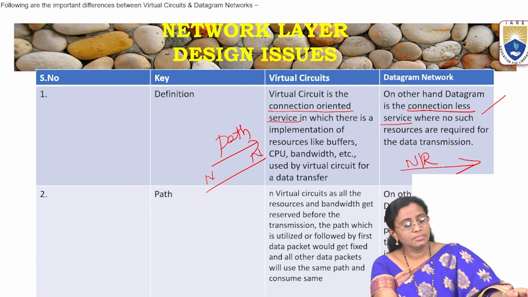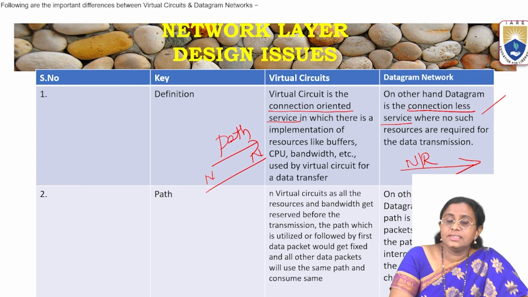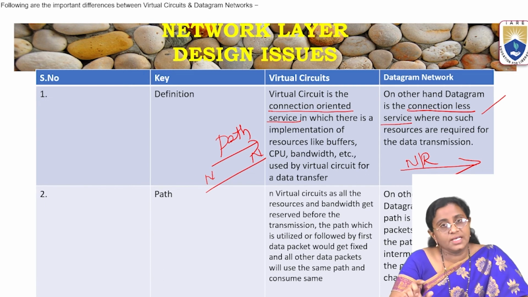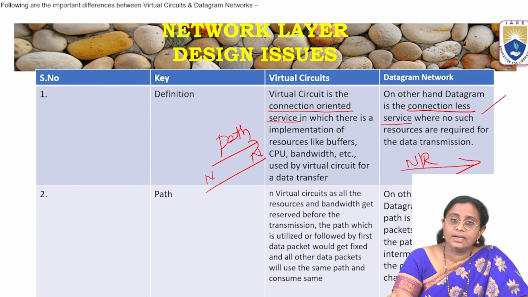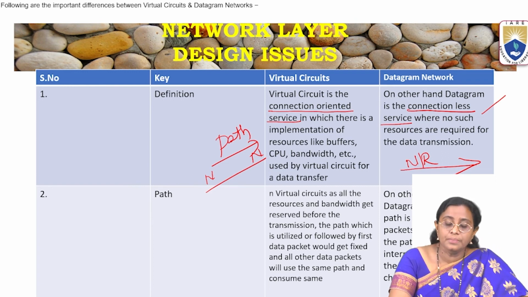Coming to the second one, that is the path. If you want to make the differences between the virtual circuit and the datagram network, whenever a path or logical connection is established before transmitting the data packets from one node to another node, we call it connection oriented, and that is the example of a virtual circuit. On the other side, a network which does not have any path for the data transmission from one source to another, we call a datagram network.